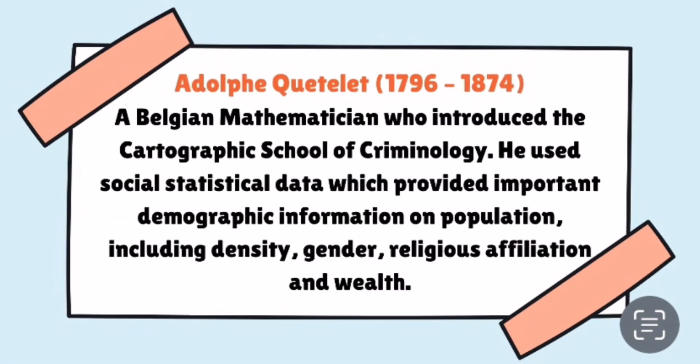Adolphe Quetelet, a Belgian mathematician who introduced the cartographic school of criminology. He used social statistical data which provided important demographic information on population including density, gender, religious affiliation, and wealth. He studied data to investigate the relativity of social factors and the tendency to commit crime. In addition to his findings, age and sex have strong influences on crime. He also revealed that season, climate, population composition, and poverty were also related to criminality.